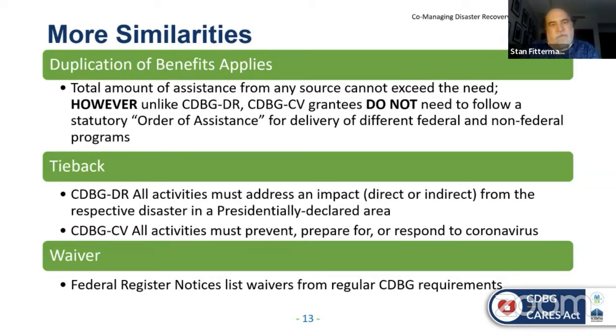And as we talked about before on a slide ago, the Federal Register notices list waivers from the regular CDBG requirements. So there are things that are, like we said, the elimination of the public service cap for CV is an example. In CDBG-DR, new construction is allowed, not allowed in plain old CDBG.